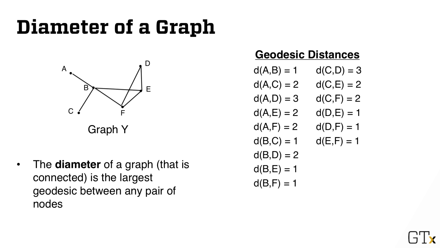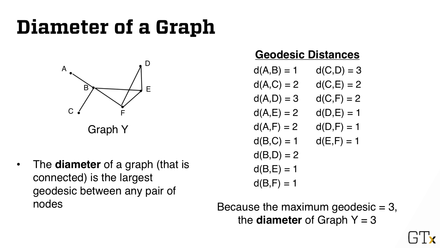So, I go down the list, I list out all the geodesic distances, and then I find the value of the maximum geodesic. There are two cases, d(A,D) and d(C,D), where the distance is 3, the maximum shortest path is 3. So, the maximum geodesic is equal to 3 in this case. So, the diameter of graph Y is equal to 3. We have studied walks, trails, paths and geodesics in this lesson. Before we go to the next lesson, let us take a look at this particular quiz.